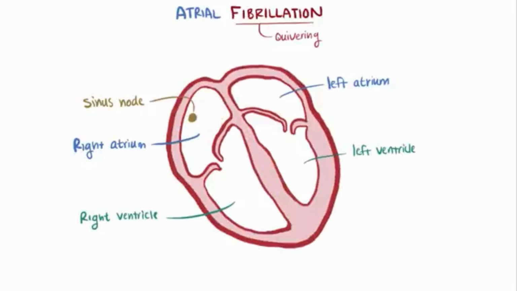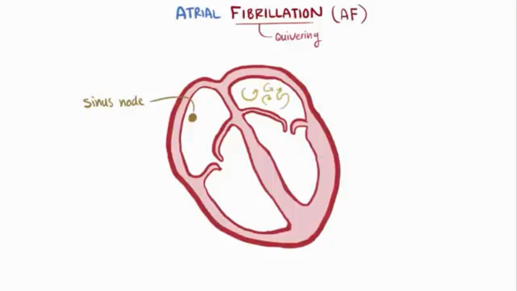With atrial fibrillation, or A-fib, or sometimes AF, signals move around the atria in a completely disorganized way that tends to override the sinus node. Instead of one big contraction then, you get all these mini contractions that make it look like the atria are just quivering.